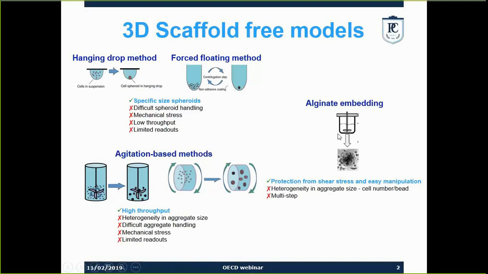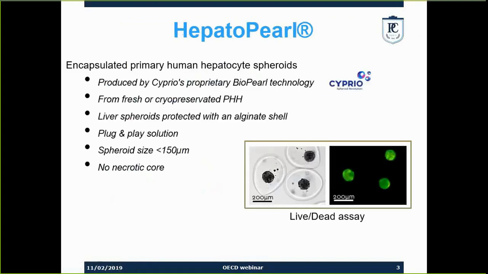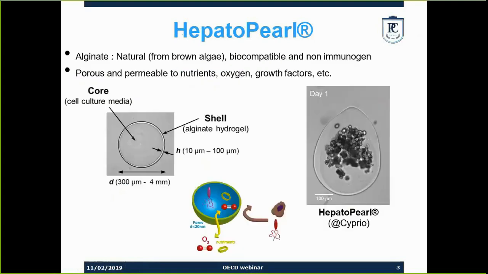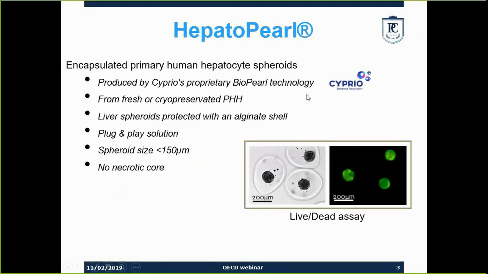So we were looking for a model that can combine a maximum of benefits and obviously a minimum of disadvantages of the systems I've just talked about, and we found the Hepatopearls. The Hepatopearls have been developed by a startup company named Vitro Biopharma using the BioPearl proprietary technology, and are now a cellular model commercialized as a plug-and-play solution.